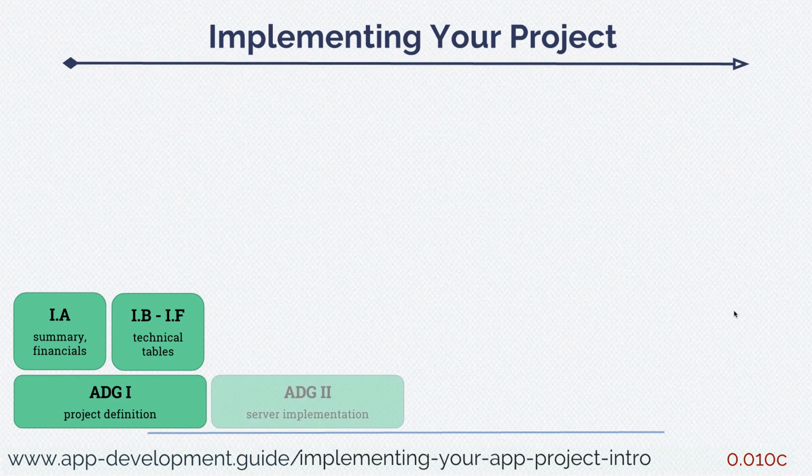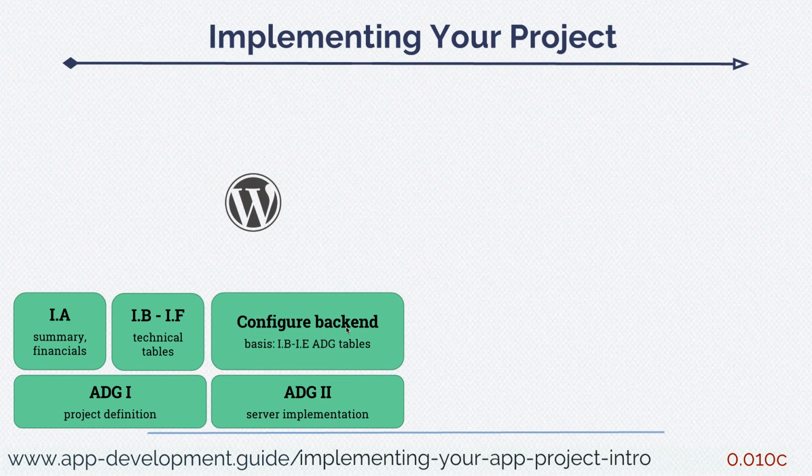Once you're done filling in the technical tables, the second part of the app development guide is all about the server implementation. In particular, you typically configure the backend.